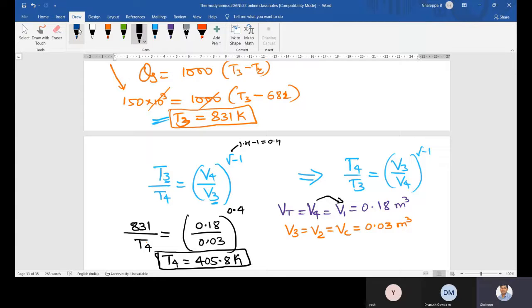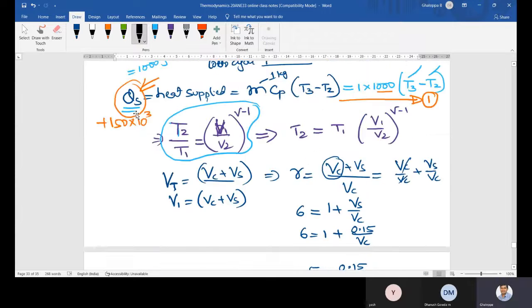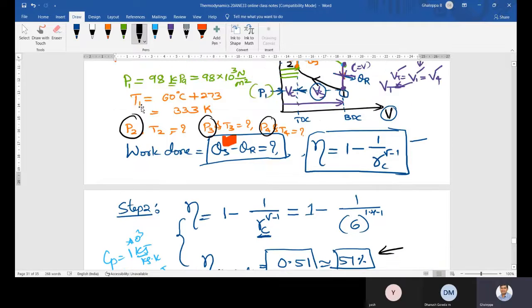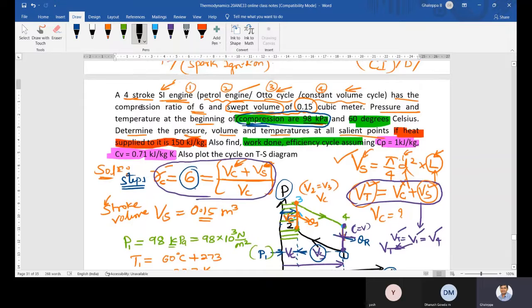Okay, so all four temperatures you have calculated now. T1 anyway he has given in the numerical. You have calculated T2, T3, and also T4. And efficiency also you have calculated. Efficiency we already calculated in step number 2 directly using the compression ratio. And he has asked for pressure at all the points. P1 is given and he has asked to calculate P2, P3, P4.